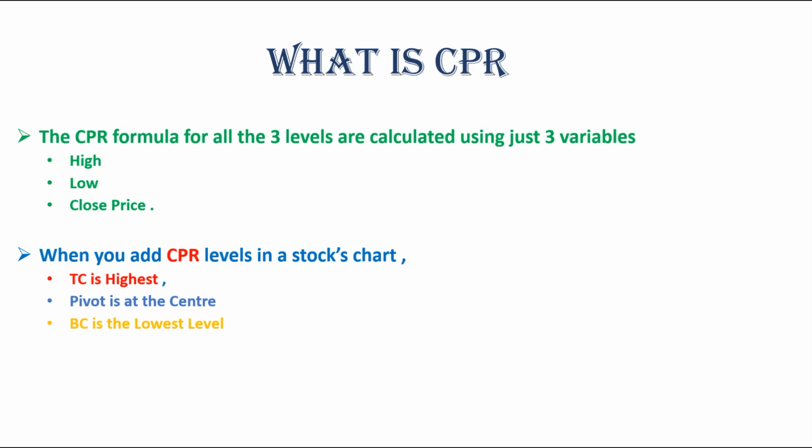So we can understand how the CPR formula works. All the three levels are calculated using just three variables: the high, low and the close price. When you add the CPR levels in the stock chart, TC is the highest, pivot is at the center and BC is at the lowest level. This is how TC, BC and pivot are calculated using the high, low and close price of the particular stock.